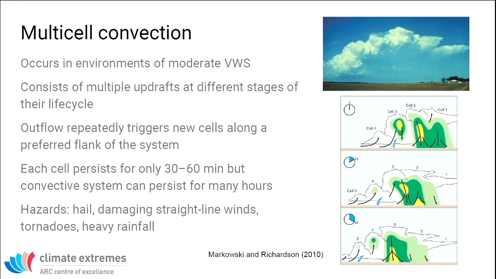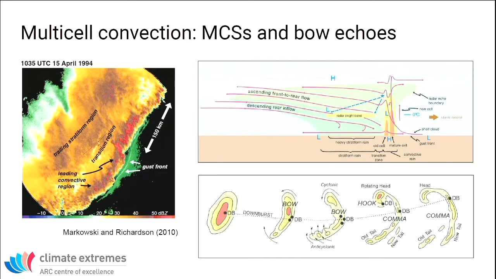Now there's a second class of multi-cell convection, which is referred to as MCSs. This is more related to the scale of the system. If the system extends over 100 kilometers in one dimension, then it's classed as an MCS. And then there are various subcategories of MCS. The term squall line is sometimes used to refer to some MCSs, although it's a bit of a catch-all. And another type is bow echoes.